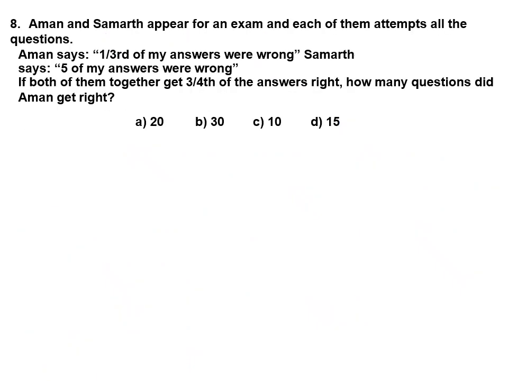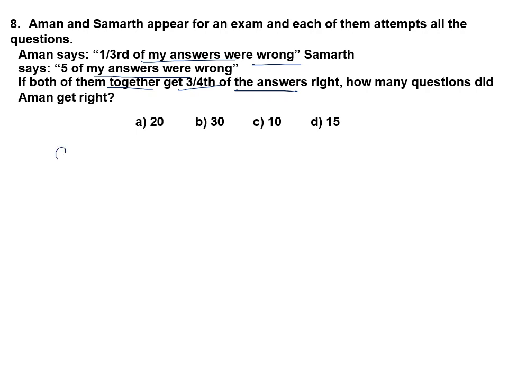That is correct. चलिए स्टार्ट करते हैं 8th क्वेश्चन से, जो कि है Aman and Samarth appear for an exam. Each of them attempts all the questions. Aman says 1/3 of my answers were wrong. Samarth says 5 of my answers were wrong. If both of them together get 3/4 of the answers right, how many questions did Aman get right? हमें ढूंढना है कि अमन ने सही क्वेश्चंस कितने करे हैं.